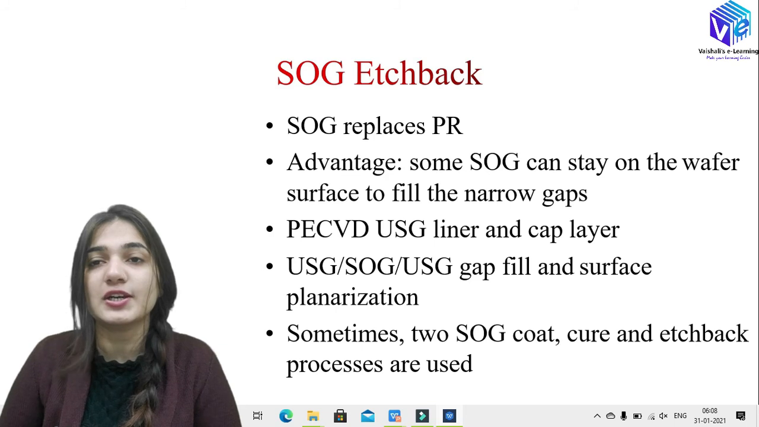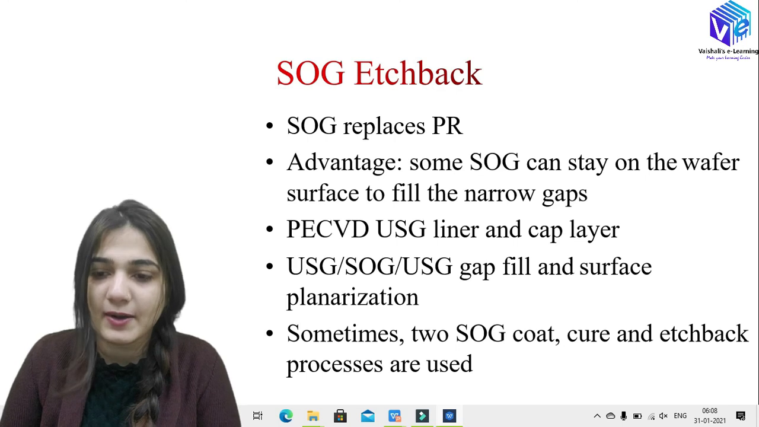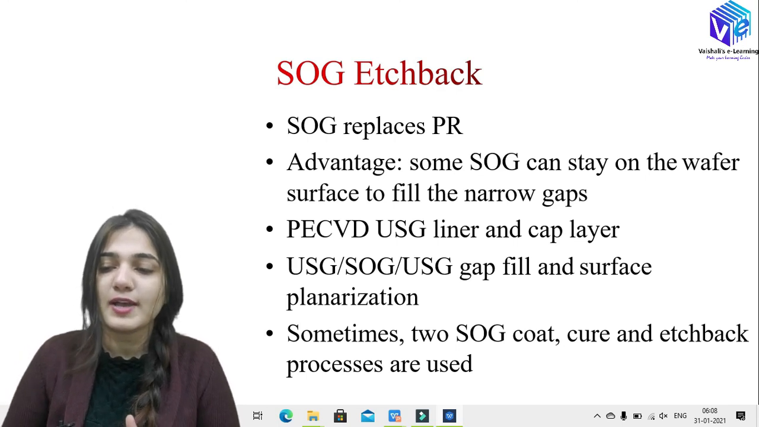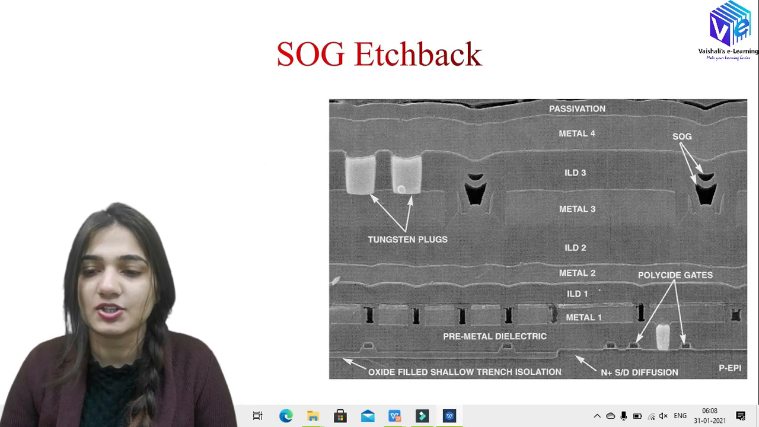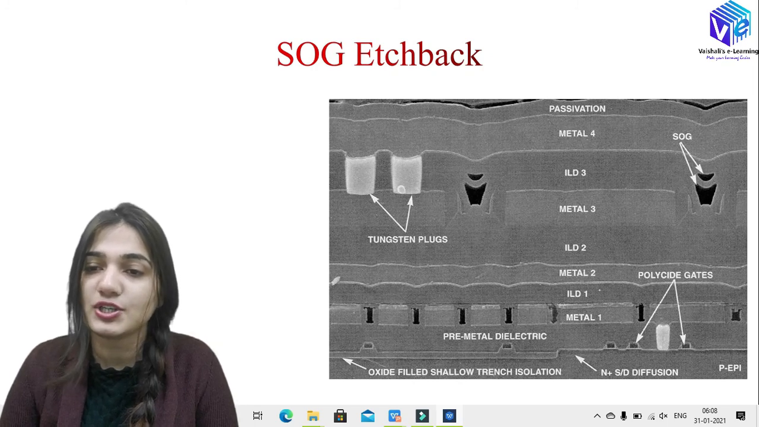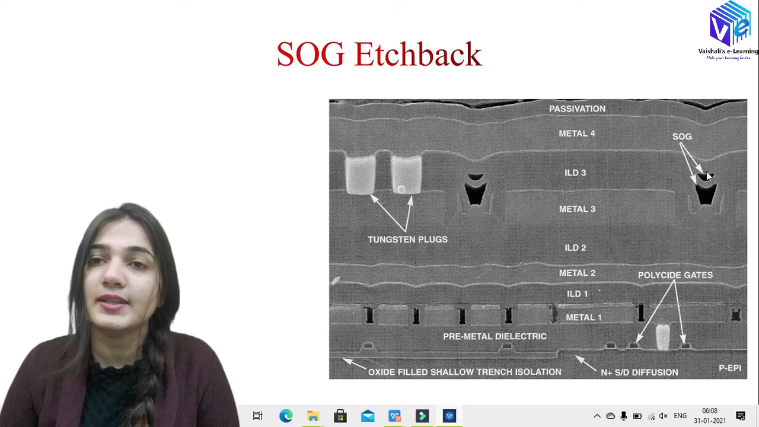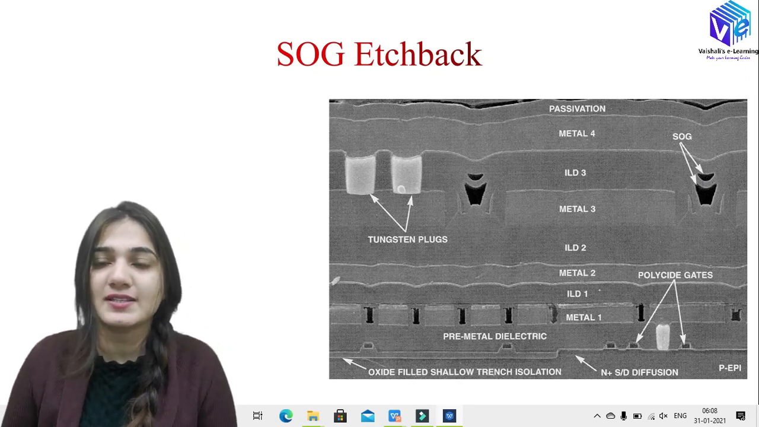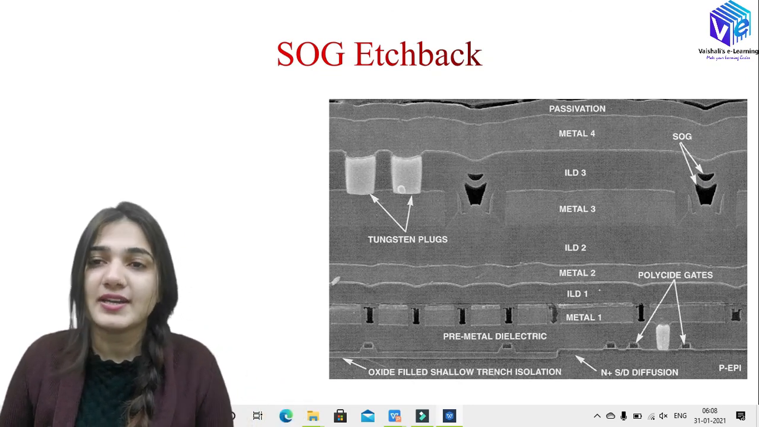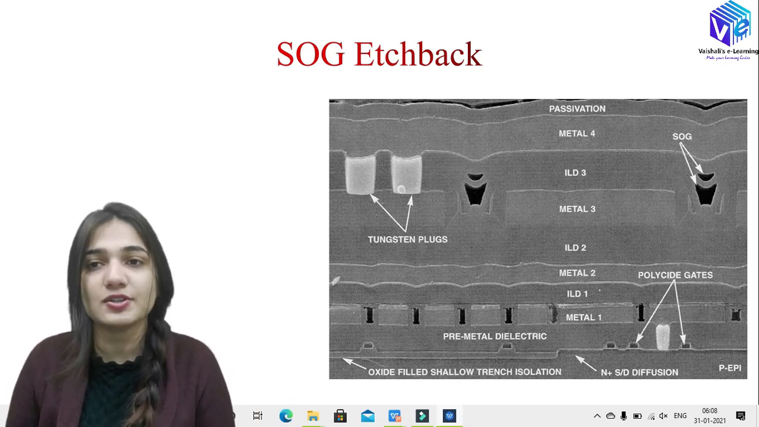I have already demonstrated the process step of the SOG in the previous videos where I was discussing chemical vapor deposition. We can also use 2 SOG coat, cure and etch-back processes so as to get a better planar structure. So you can see we have used planarization with the help of SOG etch-back, and here you can see these were the voids which were filled by the SOG process itself. This is the second advantage the SOG etch-back process is giving, in addition to the first advantage of getting a planar structure in one cycle.